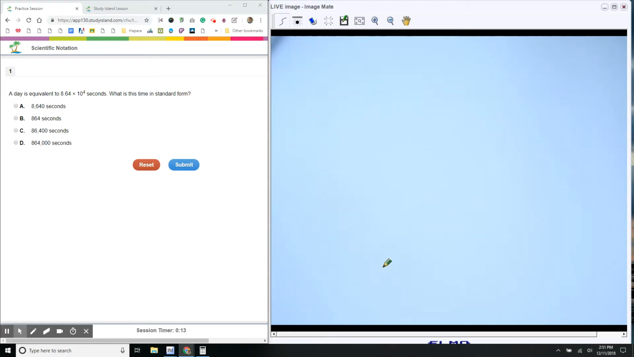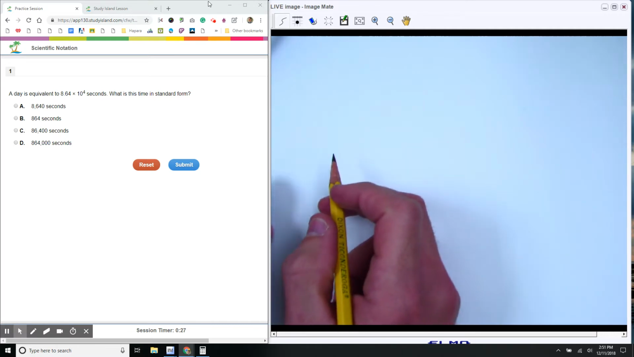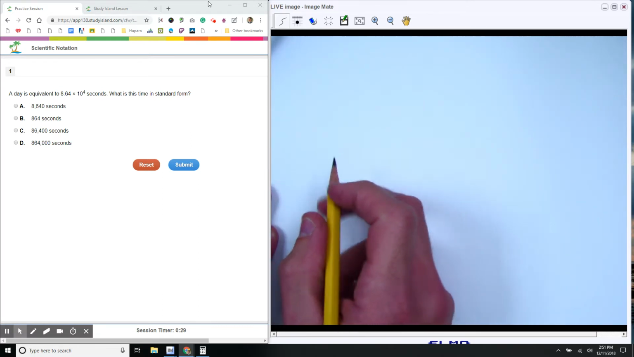Okay, this is Study Island topic, scientific notation. Number one, a day is equivalent to 8.64 times 10 to the fourth power seconds. What is this time in standard form? So scientific notation is what it gave you. It gave you the number of seconds in scientific notation.